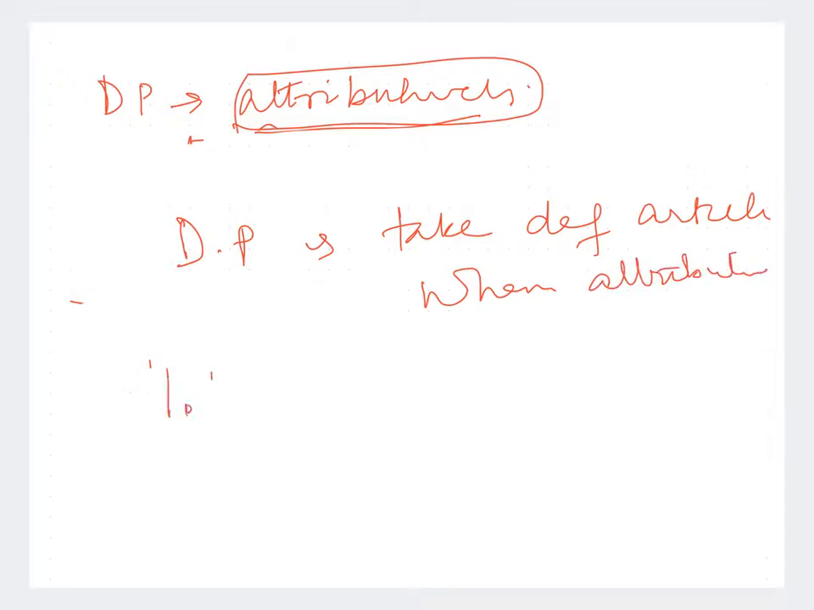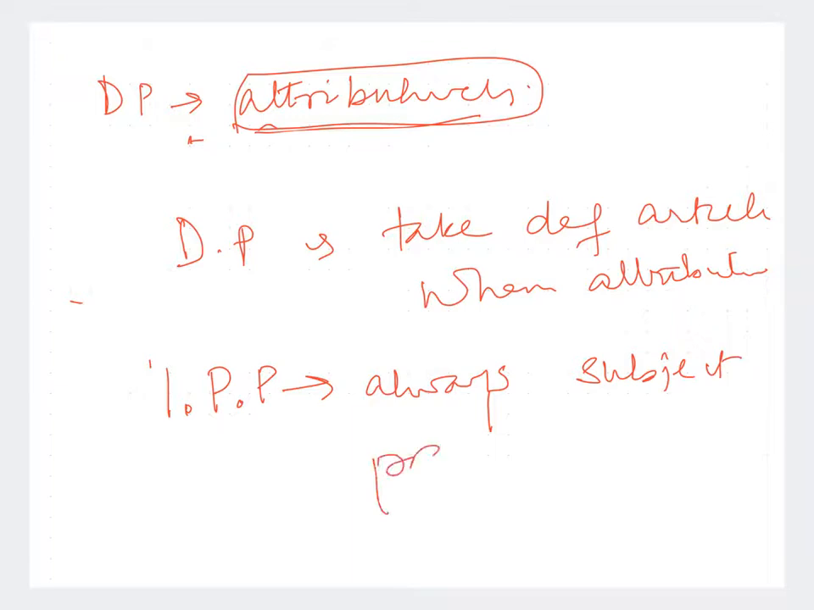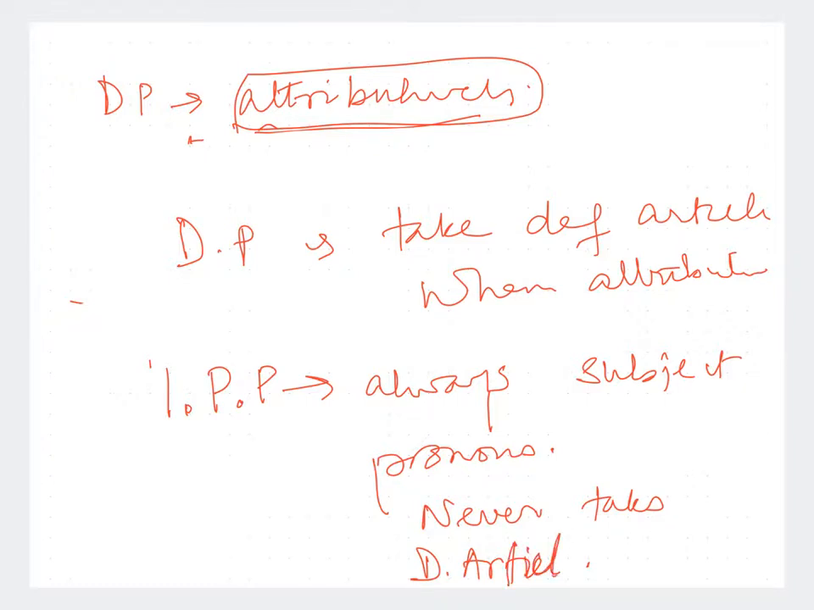Now, independent personal pronouns. They are always subject pronouns. Always. Remember what I taught you earlier? They're always subject pronouns. Never takes definite article. Never. Please bear that in mind. Independent personal pronouns will never take a definite article. Did I write article wrong? Jeez, my spelling is going terrible. Okay, article, yeah.